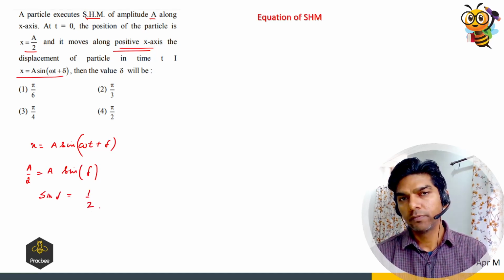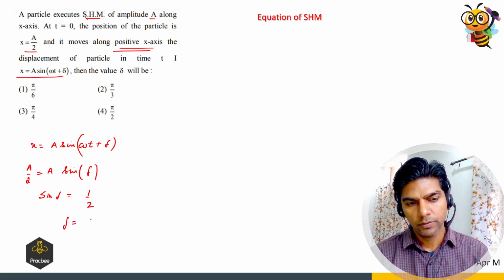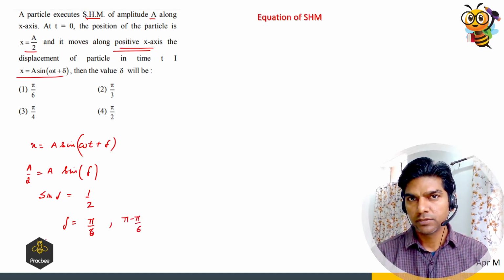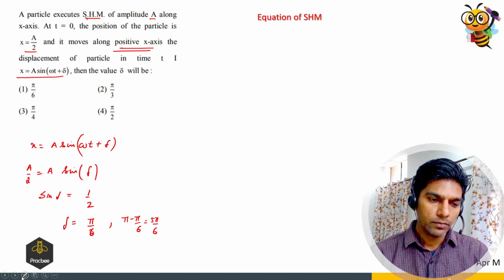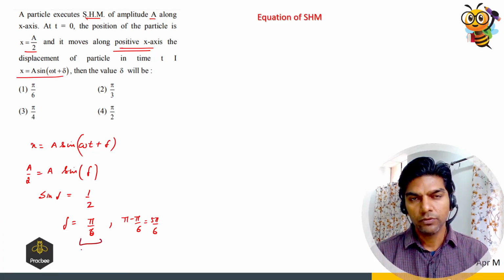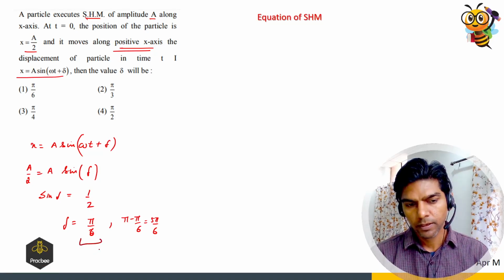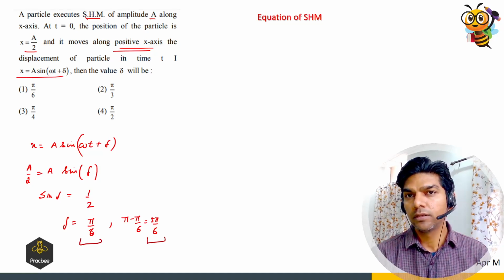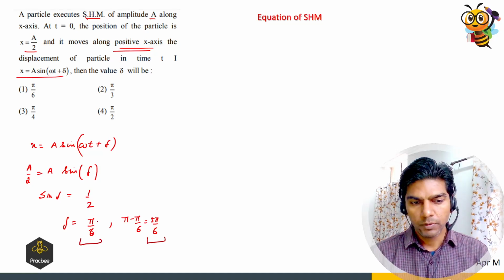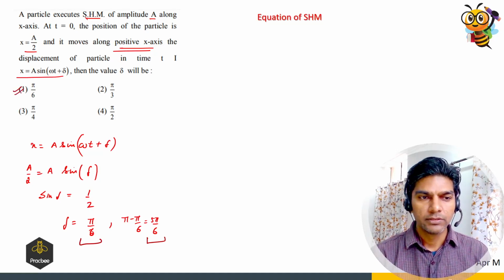So there are two possible values of delta. One will be pi by 6, and the other will be pi minus pi by 6, because sine is positive in the first and the second quadrant. So that will be 5 pi by 6. Now if you take this value, the velocity comes out to be positive. If you take this value for delta, the velocity comes out to be negative, but we are given that the particle is going in the positive x direction. So delta will be pi by 6. So option 1 is the right answer.